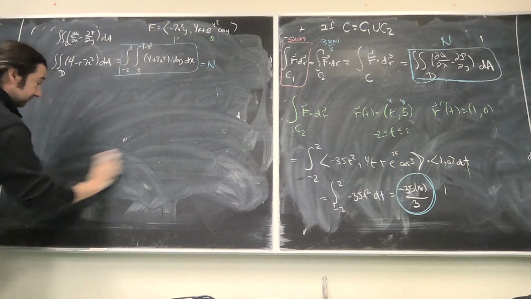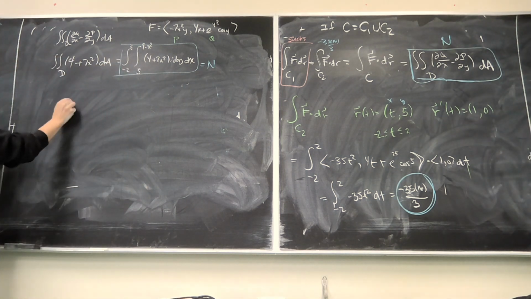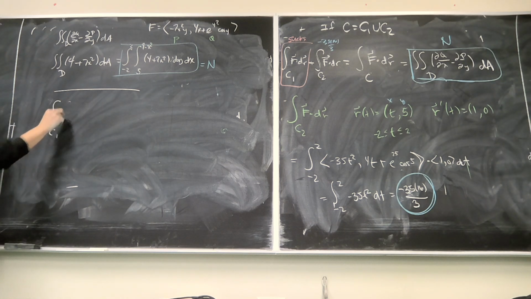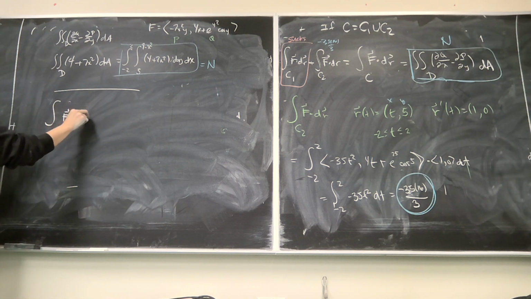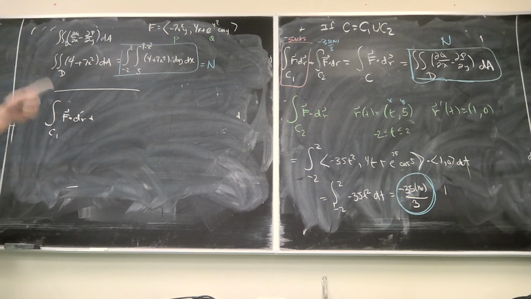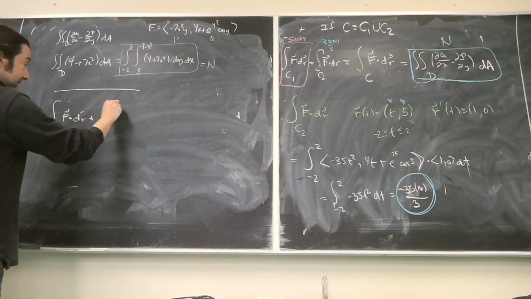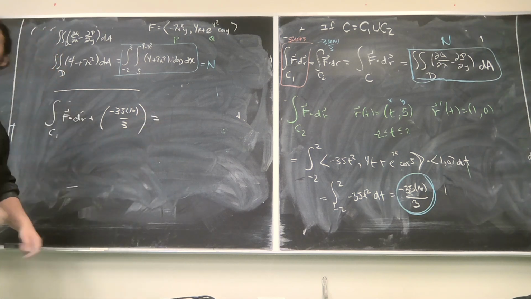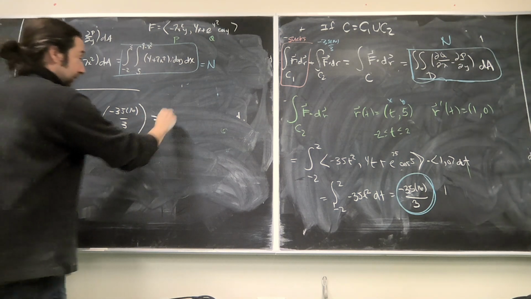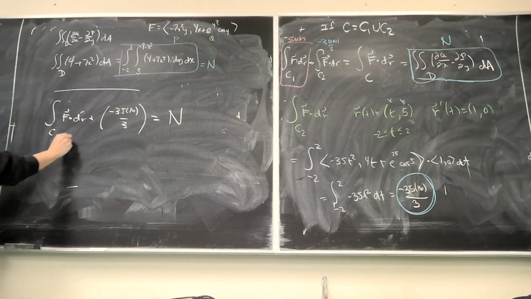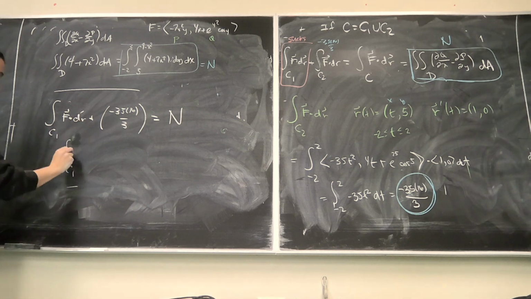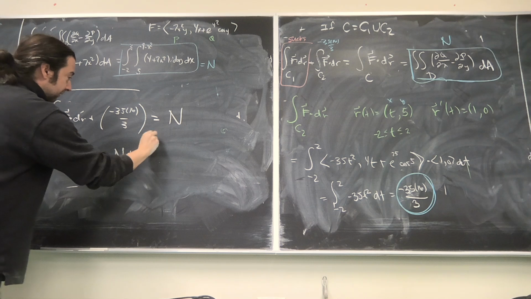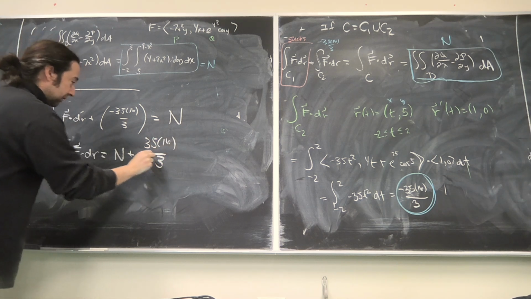So what this results in is an equation. I have the original integral that I could not solve, the integral over C1 of F dot dr, plus an integral that I could solve and did, minus 35 times 16 over 3, is equal to an integral that I also could solve. And that means that the integral that I don't know must be equal to n plus 35 times 16 over 3. It's a trick.